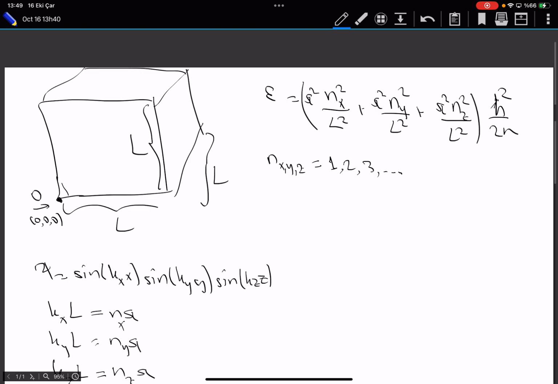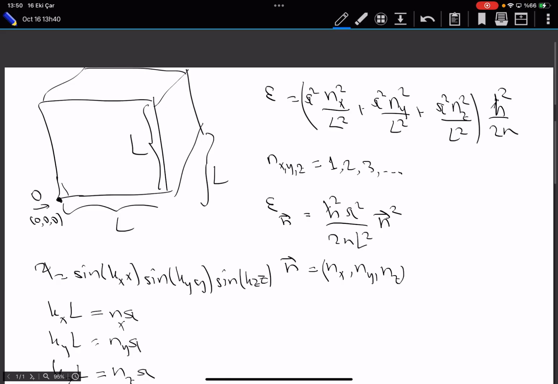Okay, of course, this is just one particle. Its energy is given by h bar squared pi squared over 2mL squared times n squared, where I just call this nx, ny, nz vector as my point.